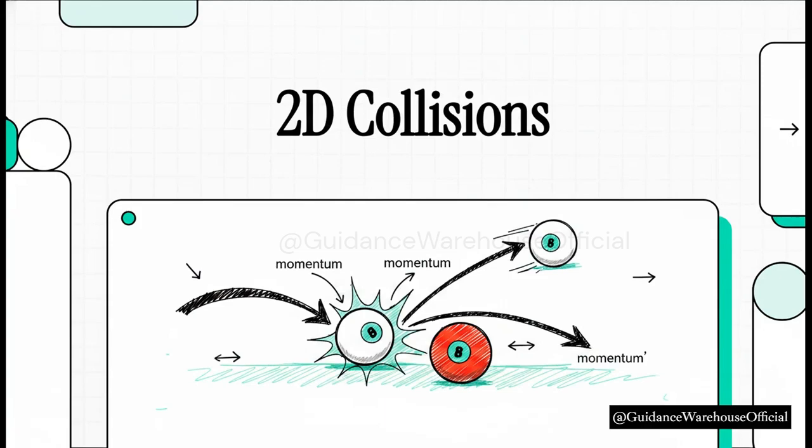Picture this. You're lining up the perfect shot on a billiard table. You strike the cue ball, it rockets across the green felt, and smash. It crashes into a stationary red ball, sending them both completely scattering across the table in totally different directions.